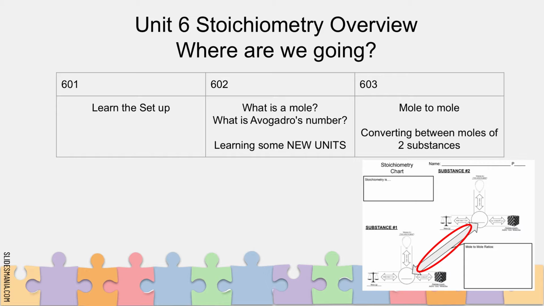So where are we going? Lesson 601 is to learn the setup. Lesson 602 is what is a mole and what is Avogadro's number? You can say avocado's number, but it's Avogadro's number. And we're going to learn some new units. 603, we're going to do mole to mole conversions. So we're going to convert between moles of 2 substances.